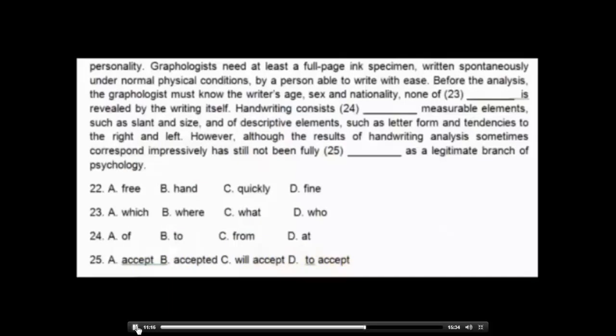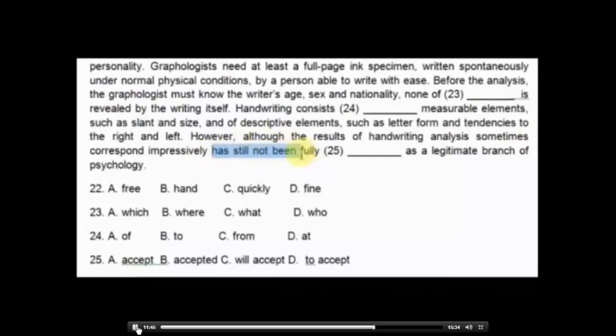En este caso, de nuevo tenemos una pregunta gramatical. Y acá nos interesa, fíjense que solamente salió una pregunta en todo el examen sobre verbos, sobre tiempos verbales. So we have accept, accepted, will accept, to accept. So which one would be the correct answer? How do we know? Look here.